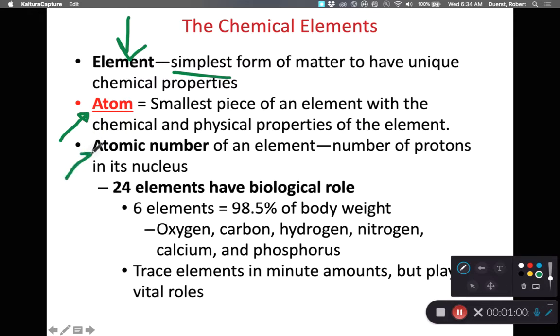One of the key things about atoms is that every atom of an element will have the exact same number of protons in its nucleus. And that number of protons in the nucleus is referred to as the atomic number.